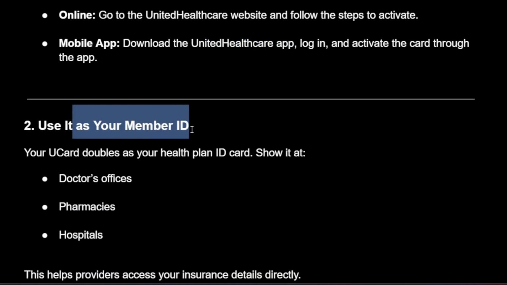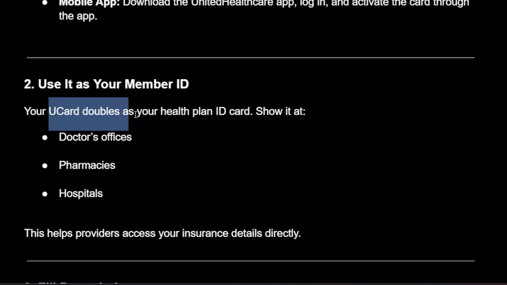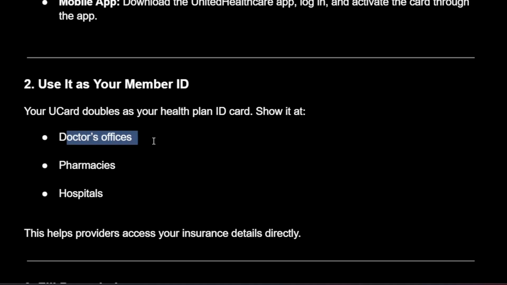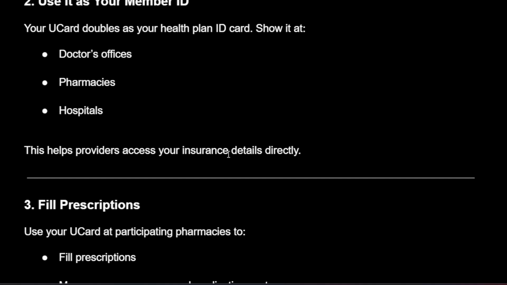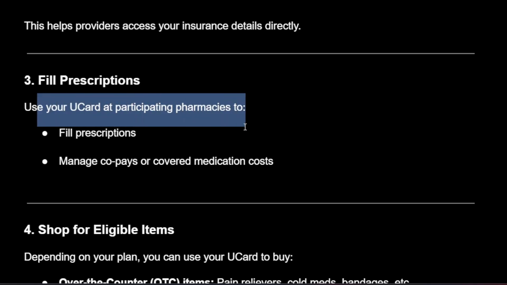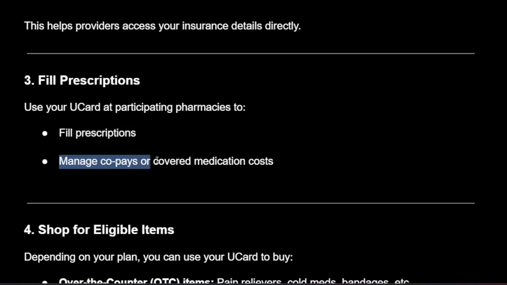You can use it as your member ID. Your UCard doubles as your health plan ID card, so you can show it at your doctor's offices, pharmacies, and hospitals. This helps provide access to your insurance details directly. Fill prescriptions. You can use your UCard at participating pharmacies to fill prescriptions, manage co-pays or covered medication costs.